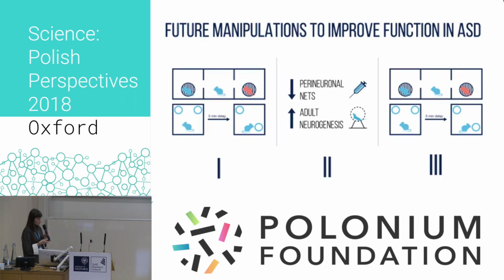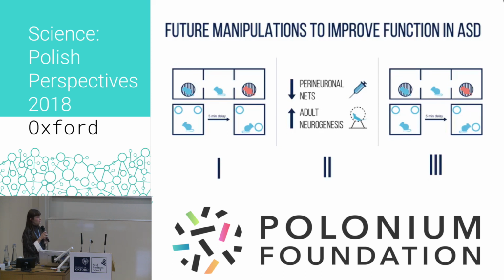The next step would be to perform two forms of manipulation. The first one is to reduce the number of perineural nets, which can be done with just an injection of an enzyme directly to the brain. This injection can be specific, and you can just pick the area that you want to inject. So you can get rid of perineural nets in the CA2 for up to a couple of weeks.